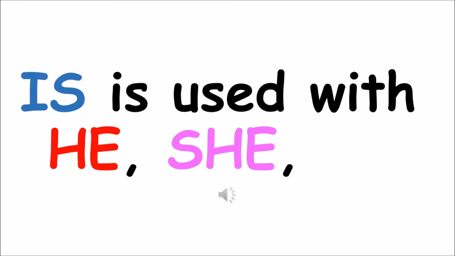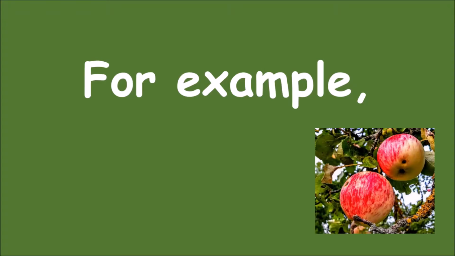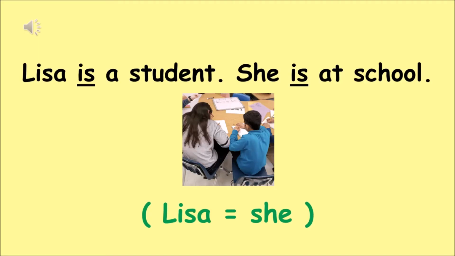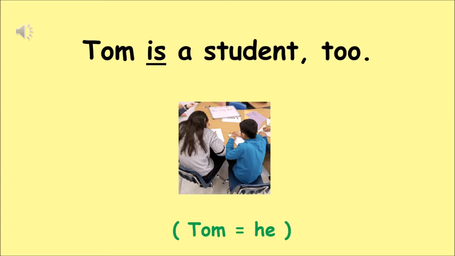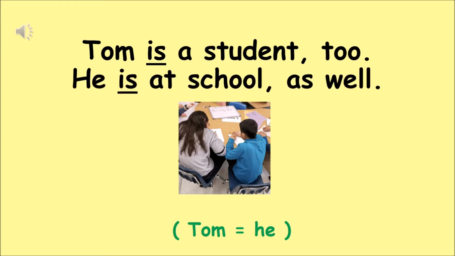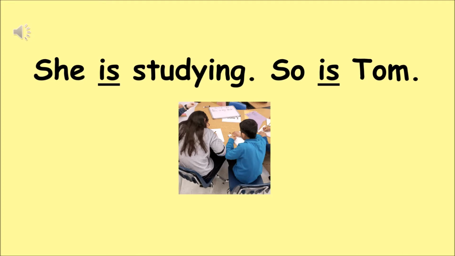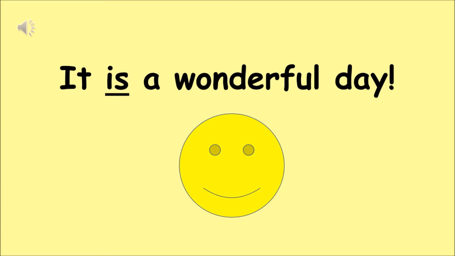Is used with he, she, it. For example, Lisa is a student. She's at school. Tom is a student too. He is at school as well. She's studying. So is Tom. It is a wonderful day.